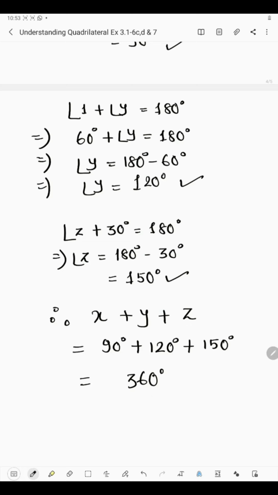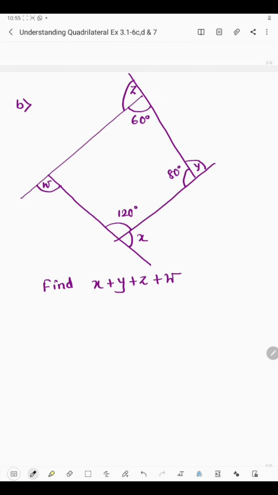Okay. Now coming to the next part. In the second part we have a quadrilateral, as it has four sides. Okay.